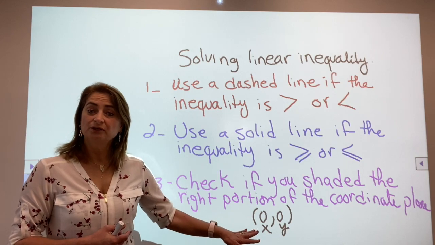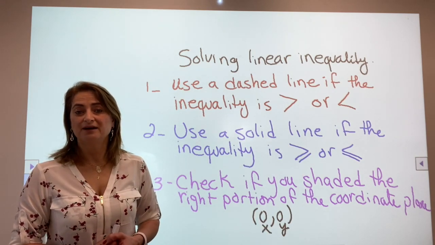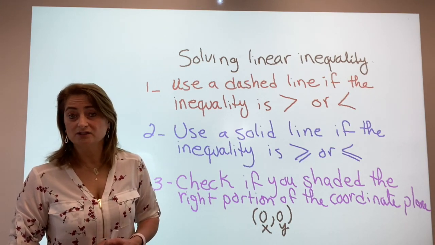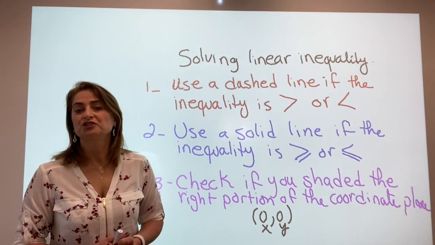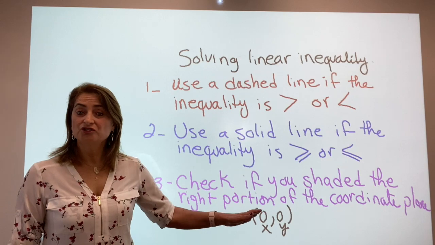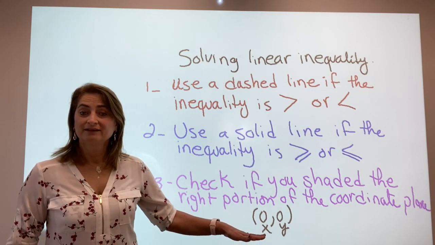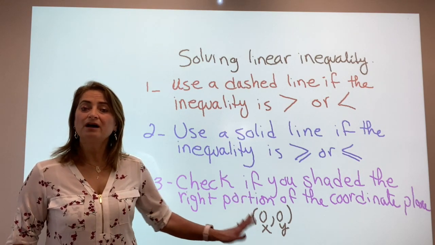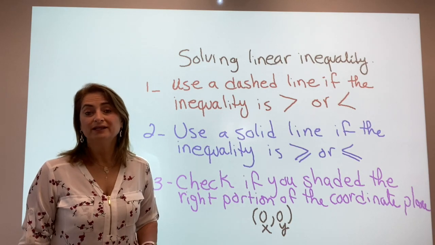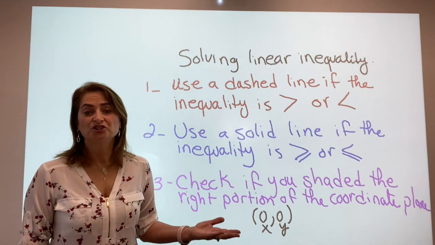If the 0, 0 is included in the shaded area, then you shade that part. If the origin is not included in the shaded area because it's not a solution, then it should not be shaded. What if the boundary line crosses the origin, which is 0, 0? So do I shade above the line or under the line? You check any coordinate pair other than 0, 0 to see if it satisfies the original inequality. If it does, then you shade it. If it doesn't, you just don't shade it.